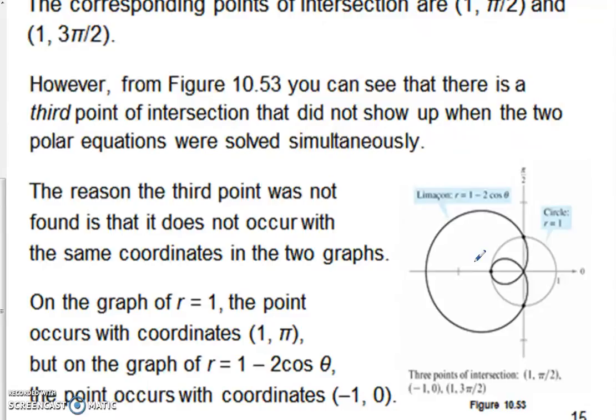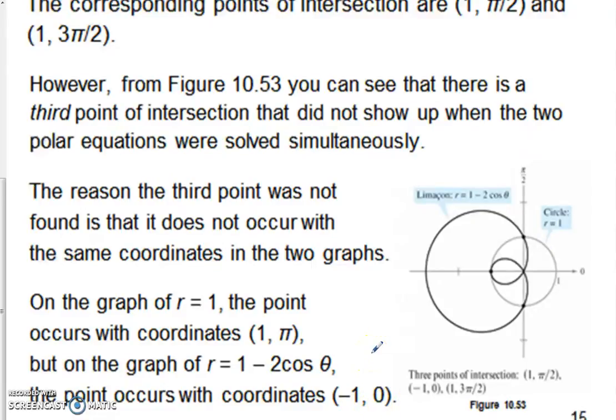And because of that, they're not solving. We can't solve it simultaneously. We just have to find the points on each curve that make that happen. Okay, so the third intersection point is the point (-1, 0) you see here. On the one graph that happened at (1, pi), that's in my circle. And the other one happened, I believe, when we had (-1, 0).